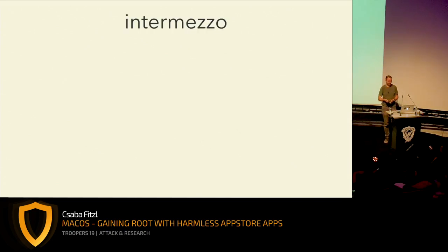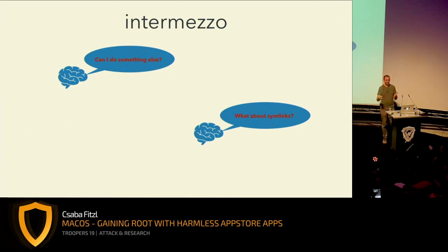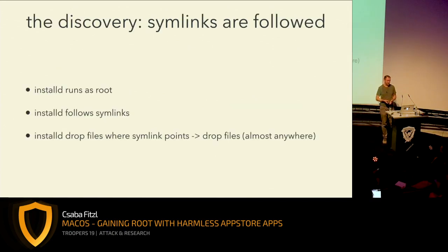So I don't need to be root to do dylib hijacking for AppStore apps. And then it hit me, and I wonder, can I do something else with this? Okay, I can drop their files, but what about symlinks? I can create symlinks. What will happen to those? So the discovery was that symlinks are being followed.